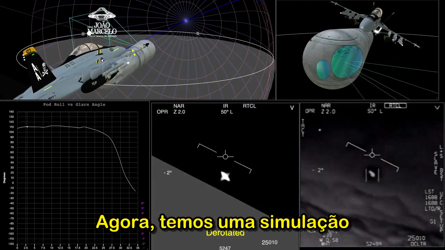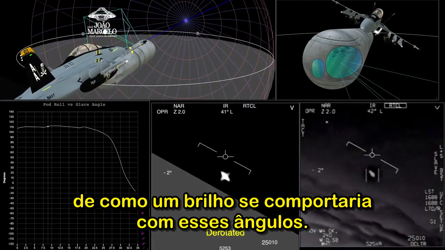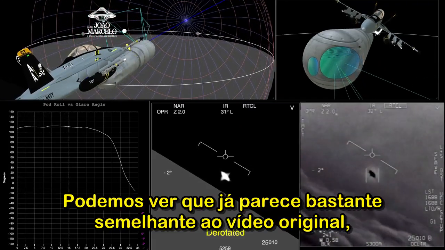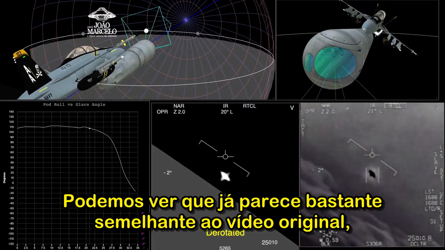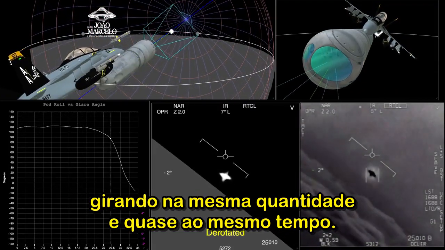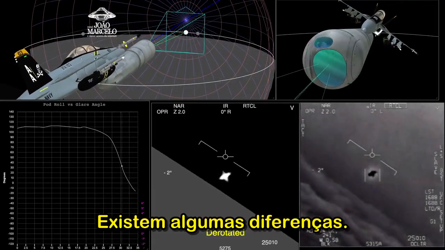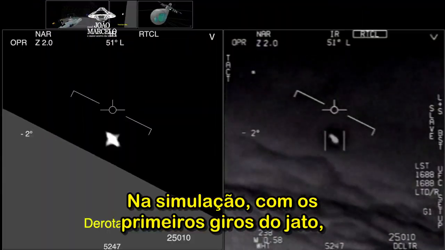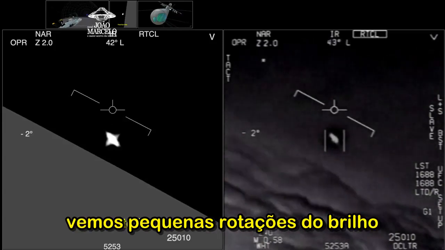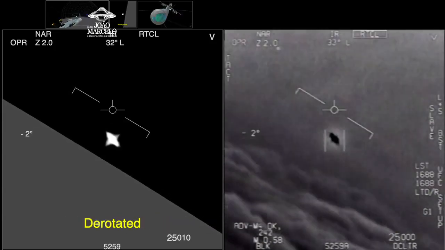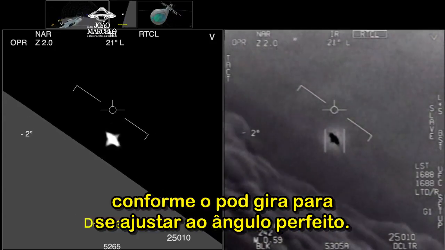So now we've got a simulation of how a glare would behave with these angles. We can see it already looks fairly similar to the actual video, rotating the same amount and at about the same times. There are a couple of differences. In the simulation, with the early rolls of the jet, we see little rotations of the glare as the pod roll adjusts to the perfect angle.